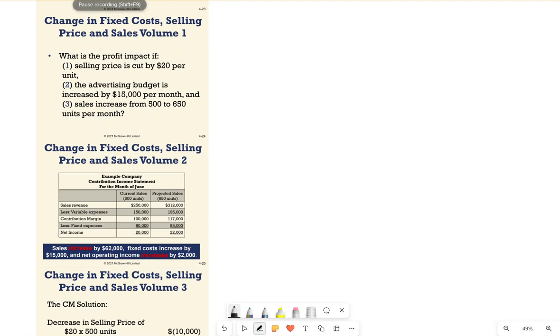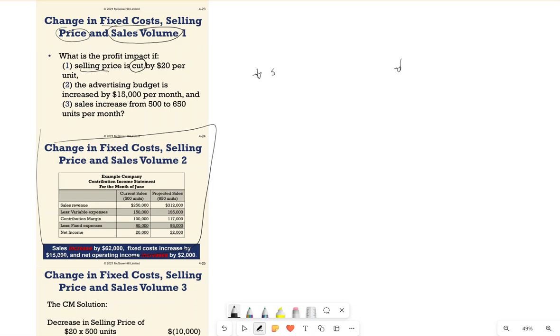Going further now, there's a change in fixed cost, a change in selling price, and a change in sales volume. So there's a lot of changes going on. Either you do it the income statement way or you do it the shortcut way. So let's do the shortcut way: what is the profit impact if the selling price is cut, meaning it went down? We decreased our selling price. If you decrease your selling price, it will also decrease your operating profit.